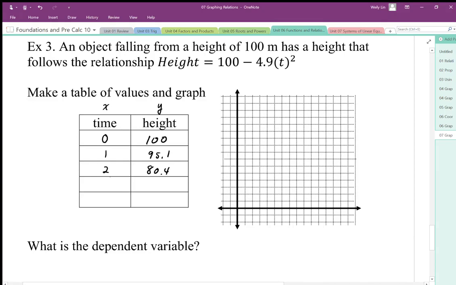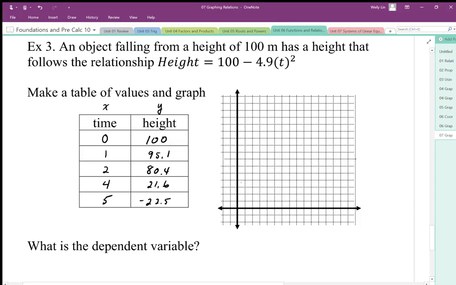I'm going to jump to maybe 4 seconds. 100 minus 4.9 times 4 squared gives me 21.6 meters. And I'm going to go to maybe 5 seconds. It's pretty much going to hit the ground in 5 seconds, it looks like. In fact, it's gone through the ground and it's at negative 22.5. So I don't know if we should use that last coordinate or not.